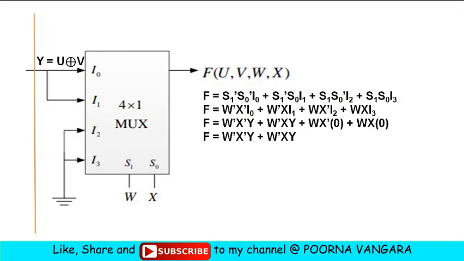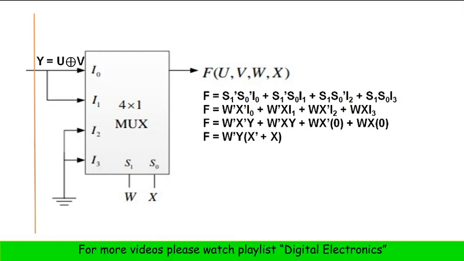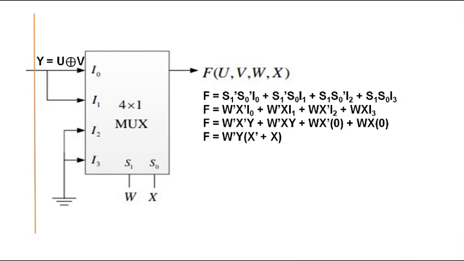Here you can apply Boolean theorems and some simplification. Please observe here, I can take common w bar and y, so that I will get x bar plus x in the bracket. You know x bar plus x is nothing but 1. So obviously 1 dot something equals that something. So w bar y is the final output.